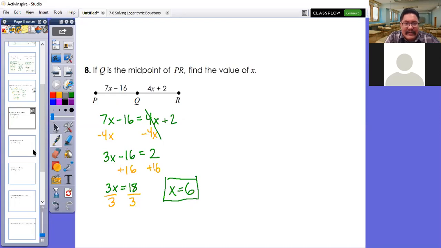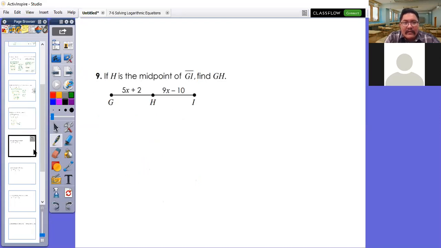All right, let's go ahead and move on to the next one here. Number 9: if H is the midpoint of GI, okay, so again, we have to believe it's true, find GH. So this one actually wants us to find one of the sides. Since it tells us it's the midpoint, we have to assume it's true, which means I'm going to put these two things equal to each other. And then again, I'm going to keep the x positive. So we looked for parentheses, none. Like terms on the same side, none.